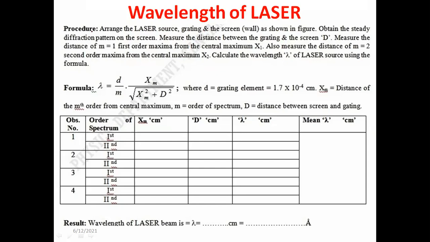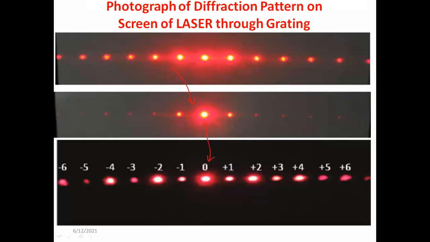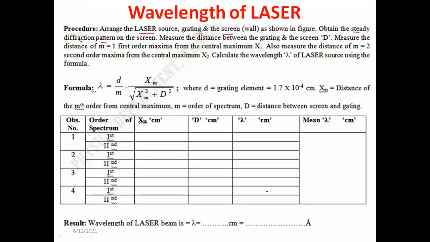The procedure is very simple, as I explained. Arrange the laser source, grating, and the screen as shown in the figure. Obtain a steady diffraction pattern on the screen. Measure the distance between grating and screen, capital D. Measure the distance of the m is equal to 1 spot from the central maximum, that is x1. Then also measure the distance of the second spot, the second order maxima, from the central maximum, x2.